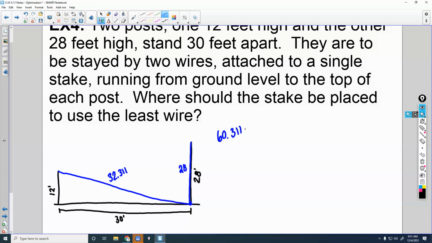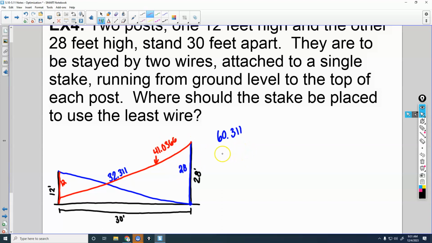What other option do you have? You could go to the tallest one. You could do it this way. I don't think this is going to be very effective either, but you could. This is 12 right here. Then you could do square root of 30 squared plus 28 squared, which is going to give me 41.0366. So if I add 12 to that, this one was 41.0366.